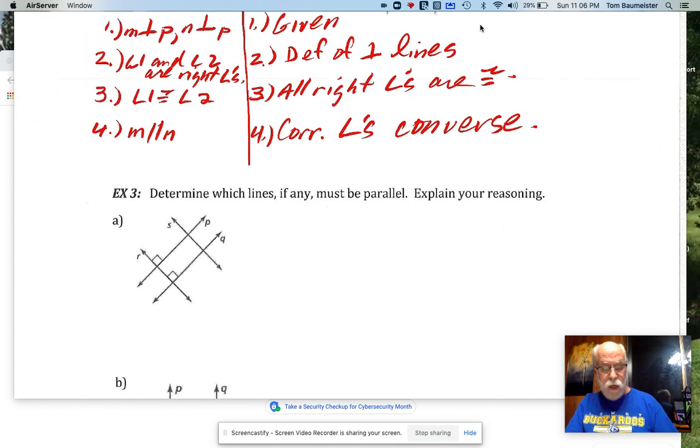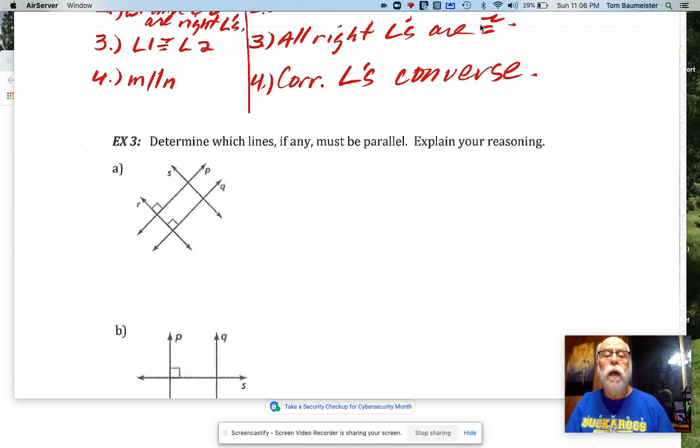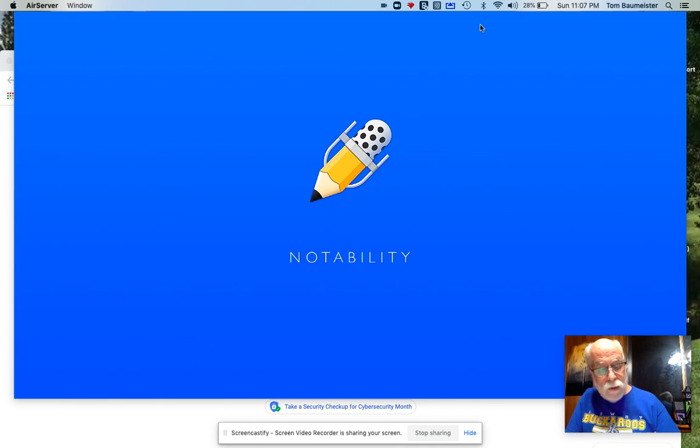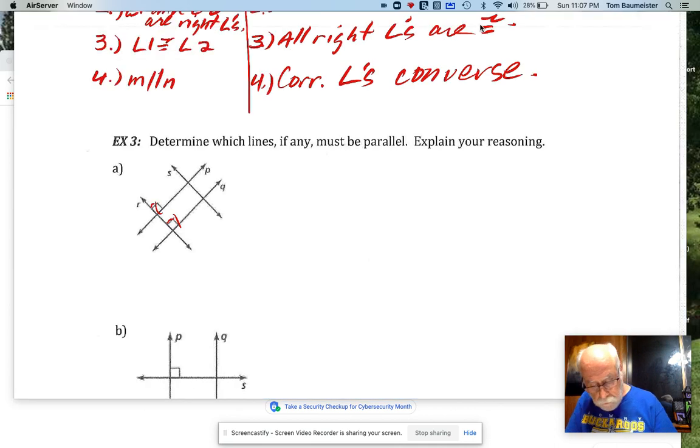Okay. And our last thing here: determine which lines, if any, must be parallel and explain your reasoning for A. So let's see, we have R. R is perpendicular to P and R is perpendicular to Q. So the only thing we can state then is that P is parallel to Q.